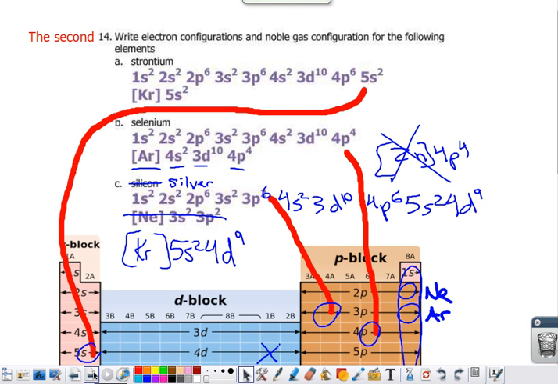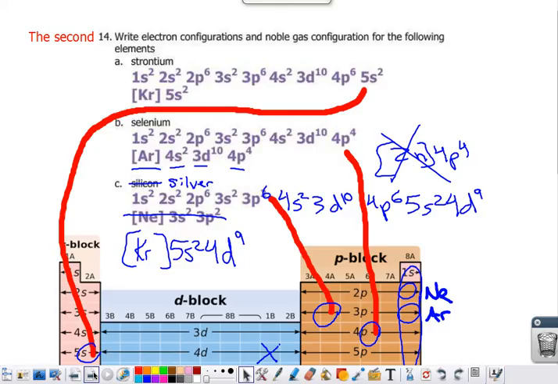The second? I don't know what the second means. Right, electron configurations, noble gases for the elements. So first I wrote the full thing, then the noble gas configuration. Again, how do we do these noble gas configurations? The noble gas configuration, you should look at the noble gas that came before it.